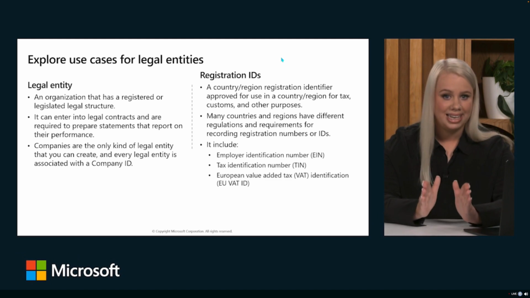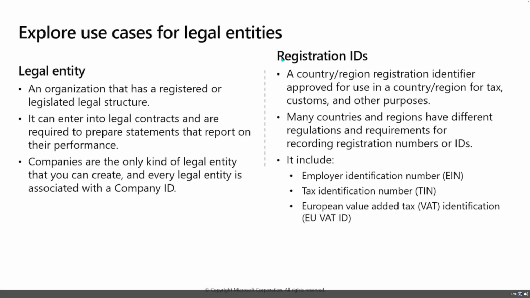Now, if you direct your eyes to the right of the slide, we also have registration IDs. This is a country or region specific identifier that is approved for use in a country or region for tax, customs, and other purposes. The requirements for registration ID differ between different countries and regions. The great thing is that if you review the Microsoft documentation, you can see information specific to different countries and some guidance around that. For example, if I was operating my company within Europe, the VAT ID would be used and I'd be adding that to the registration ID field.